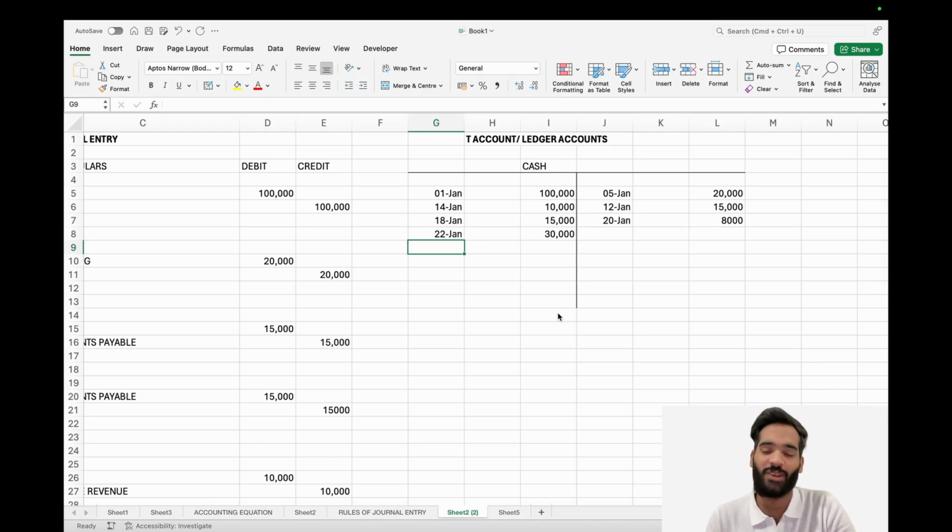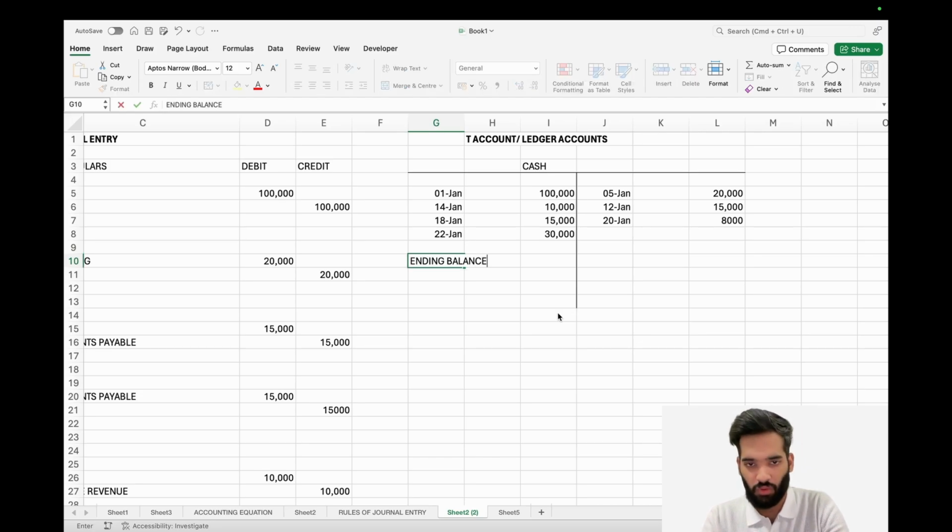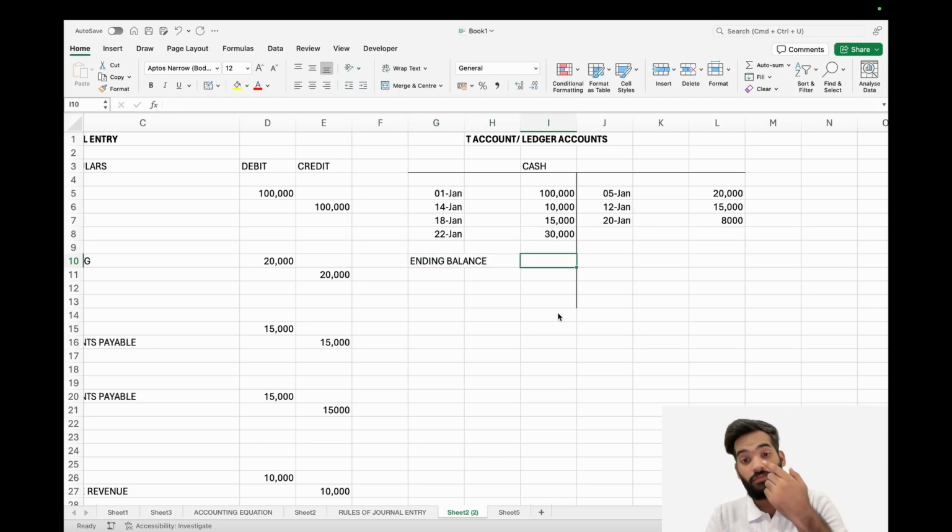So now we have posted all of the journal entries into the T account, and yes, that's what it's called actually. So this is called posting journal entries into the T account, meaning putting the journal entries into the T accounts. Now, this is where we'll do the calculation of the total we have now after all of the transactions have been posted. So we'll calculate the ending balance.